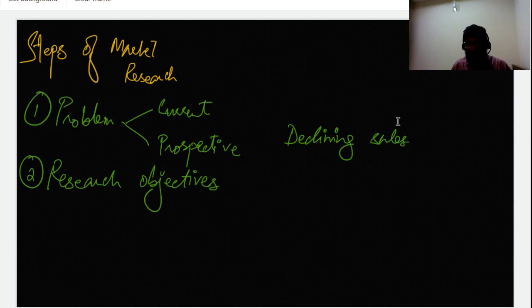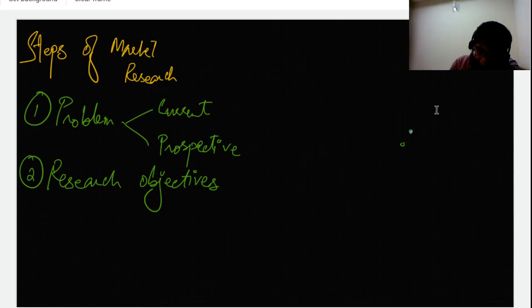So these are, for the research, a business has to define objectives regarding the problem that it is facing, what particular aspects of those problem would it cover in its research. Is it clear? Okay. So having defined the research objectives, then the third thing comes, which is the source of data.